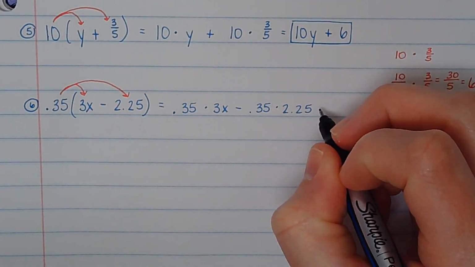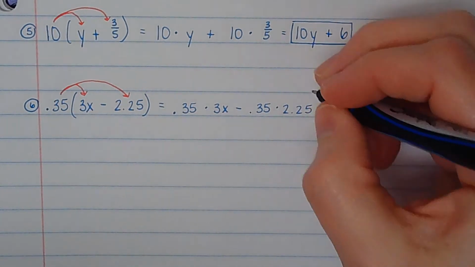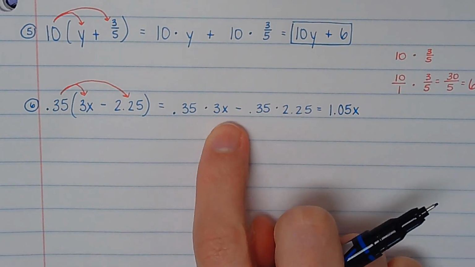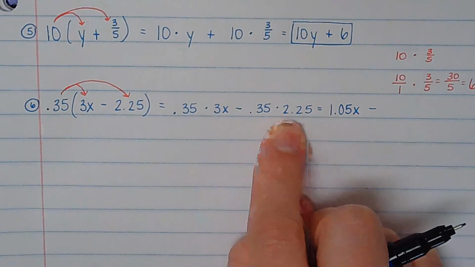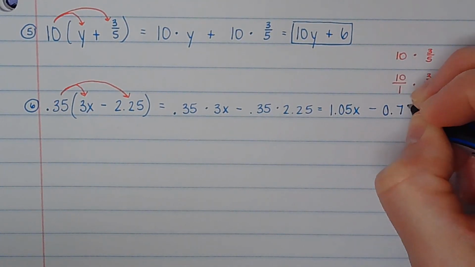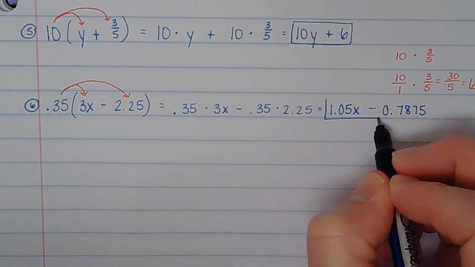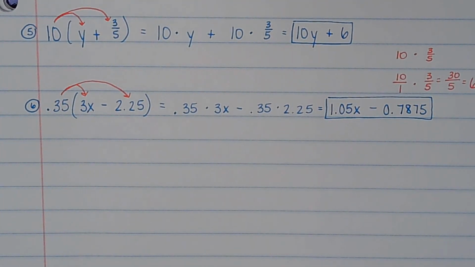When I do 0.35 times 3, I get 1.05x, because remember, you can't leave off the variable. You have to bring the variable with it. Minus, now I'm going to do this part, 0.35 times 2.25, and I get this ugly decimal that ends up being in your final answer. It may not look pretty, but that is your final answer. We're going to practice with this for a couple days, and hopefully you'll get the hang of it and be good to go.